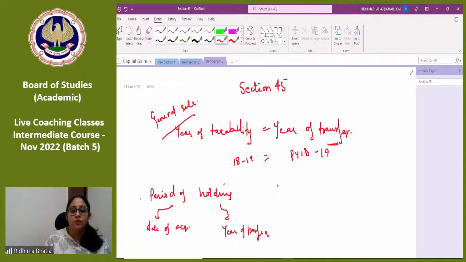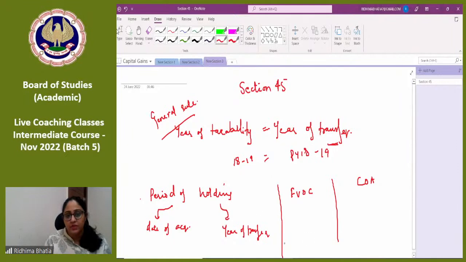Then after that you will see what is the full value of consideration. You will see what is the cost of acquisition. Am I right? All of these questions will help you solve your capital gain query. Correct. So immediately when a question comes, you should seek the answers to these. What is the full value of consideration? What is the cost of acquisition? What is the period of holding? Write it aside and then do the question. Okay.